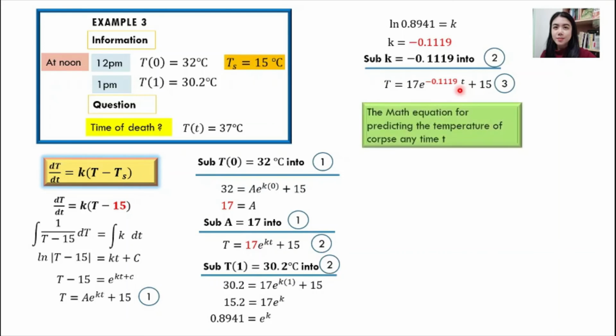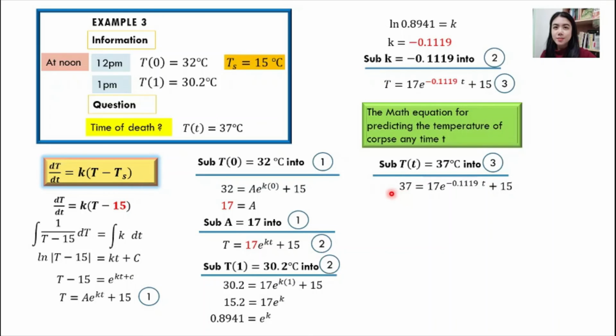This is your third equation. Your third equation is the mathematical equation that we're going to use for predicting the temperature of the corpse at any time. Let's figure out what is the next thing that we should do. We're going to answer these questions: when was this man killed? We substitute your temperature as 37 into equation number 3. So this is what we have.